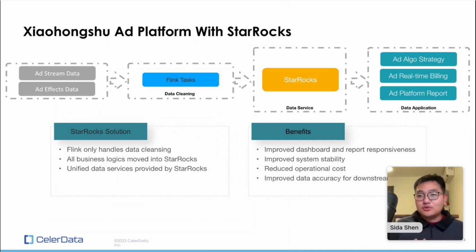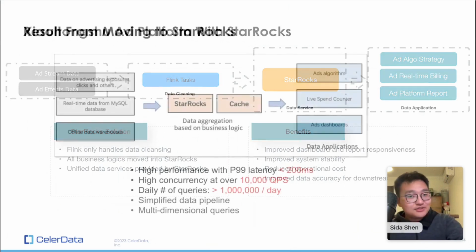And also, there is only one system left, so the same data is no longer copied everywhere else. So it's great for data governance. Good data governance means better data quality, so they have experienced much improved data accuracy for their downstream applications.